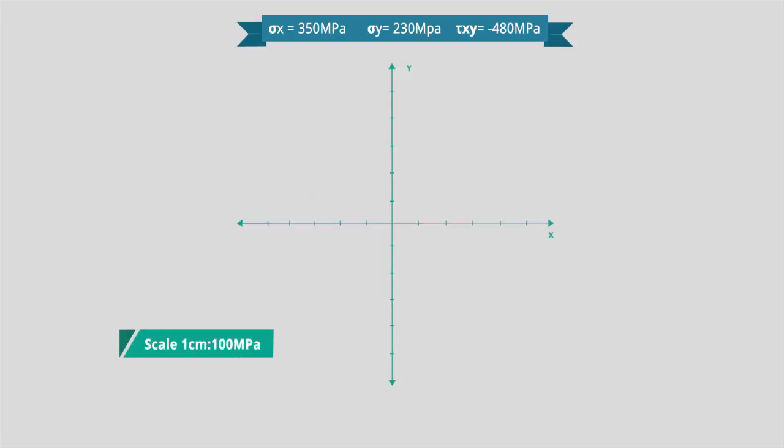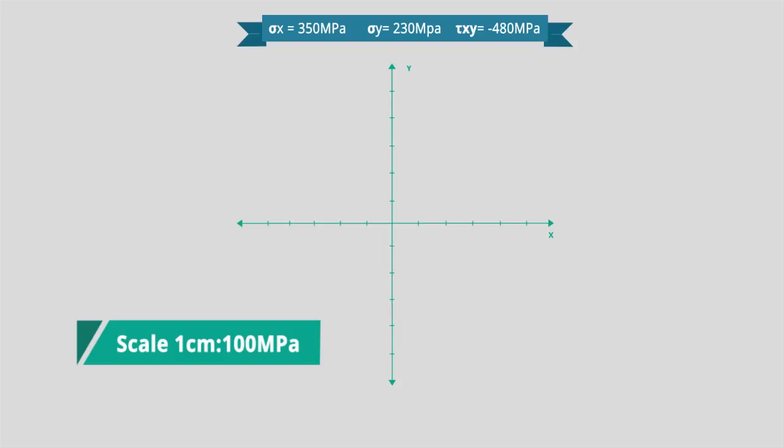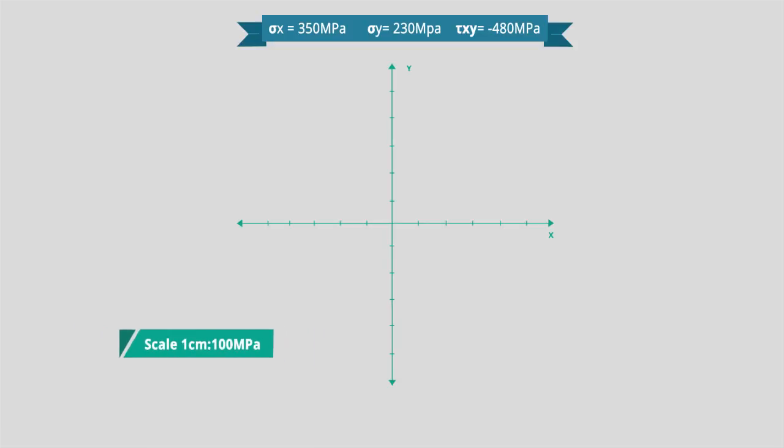To make Mohr circle, first we must establish the coordinate system. Make a scale for the coordinate system. In here, the scale will be 1 cm equal to 100 MPa. Next, we must determine C coordinate. C coordinate is 0 and sigma average.